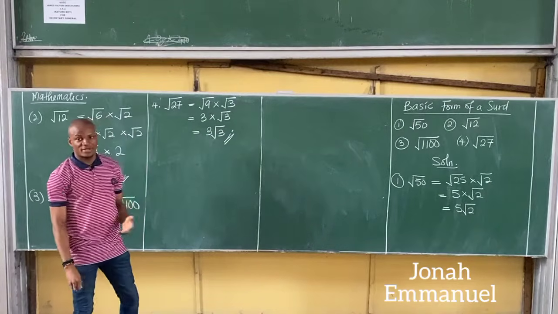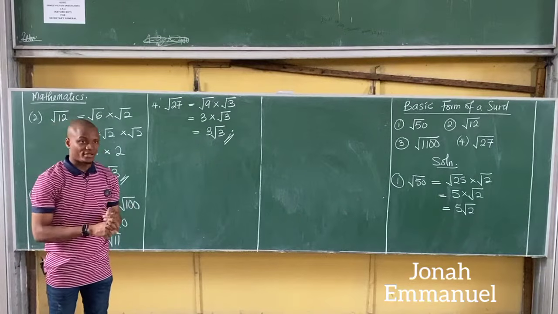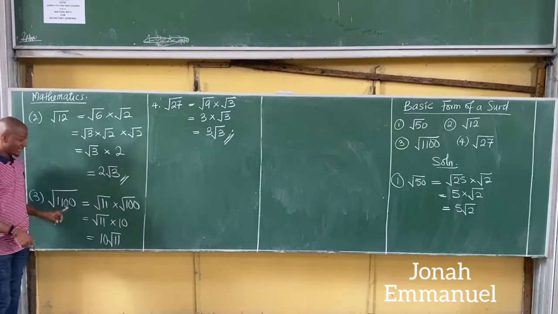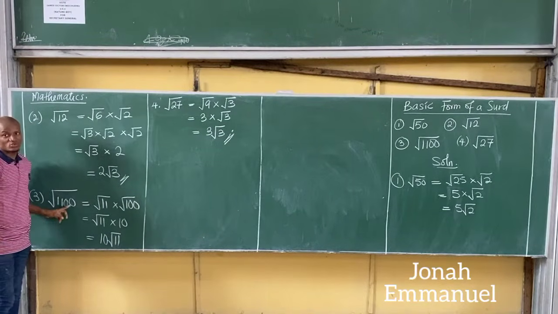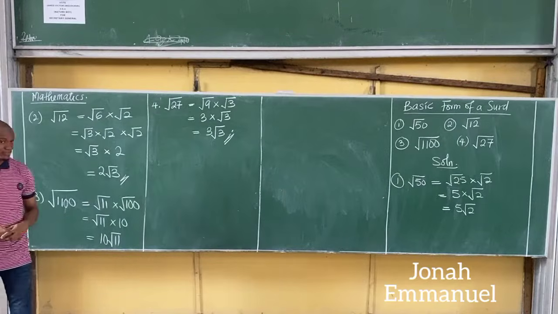Alright, so this is how you express surds in the basic form. Divide by 2 first, then by 3. In complex cases or big examples like this, you can't start doing 2 and 3. The number is too big. You have to be wise enough. The number is what? It's actually 100. 2 zeros. That's the concept here.